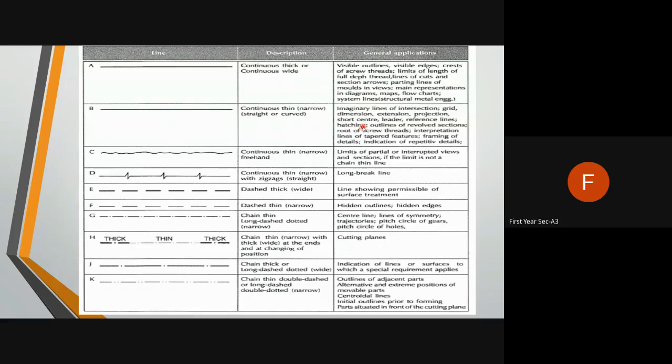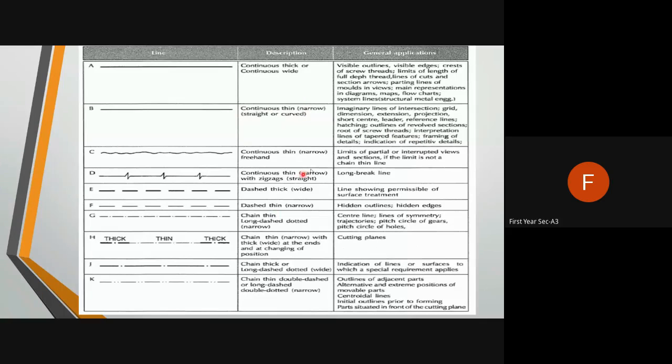Hatching is also drawn. Hatching we will see afterwards, whenever we start the main sessions. Then outlines of revolved sections, roots of screw threads, and interpretation lines. All these things can be drawn by these continuous thin lines.